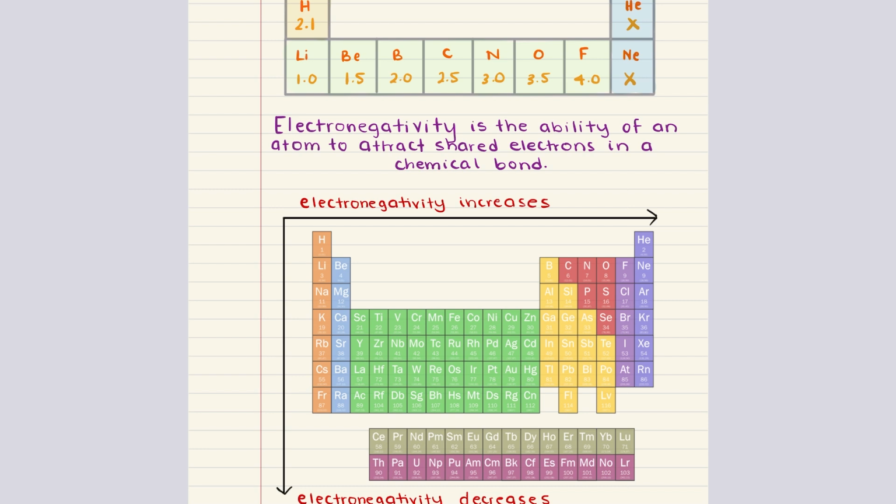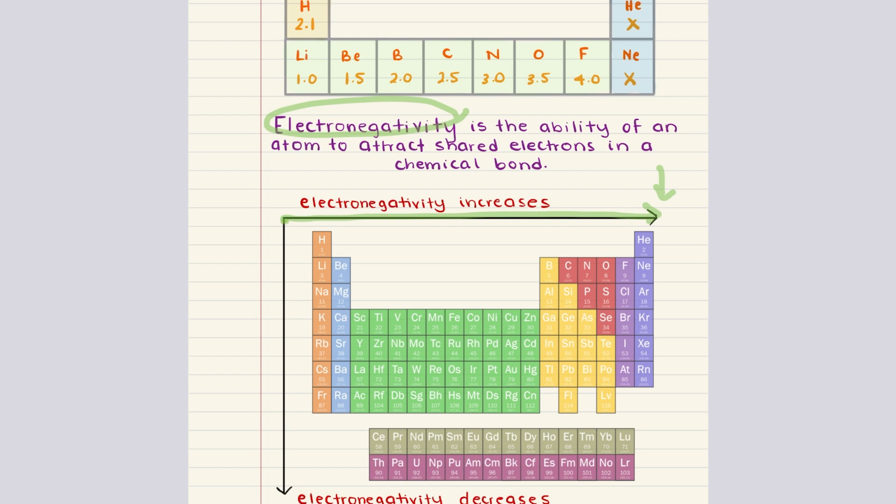To understand bonding, we first need to talk about electronegativity. Electronegativity is the ability of an atom to attract electrons in a chemical bond. Electronegativity increases across a period from left to right. This is because elements on the right side of the periodic table, particularly nonmetals, have a higher effective nuclear charge, meaning they exert a stronger pull on electrons.